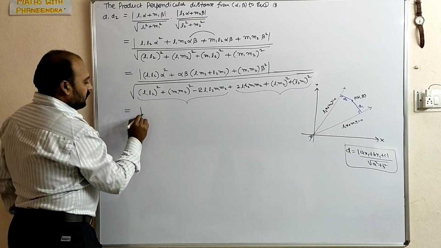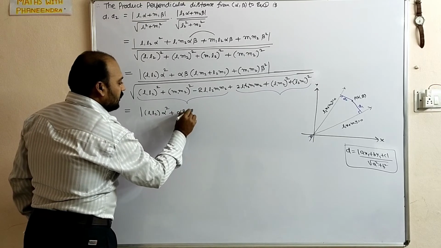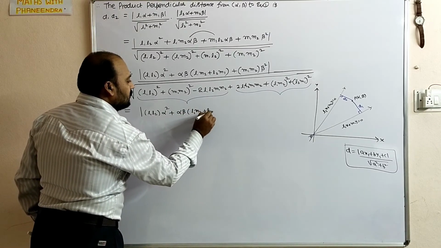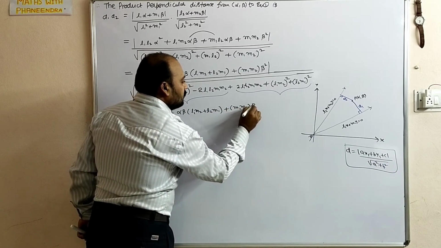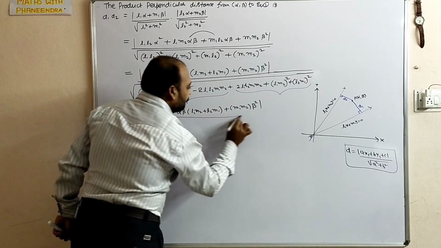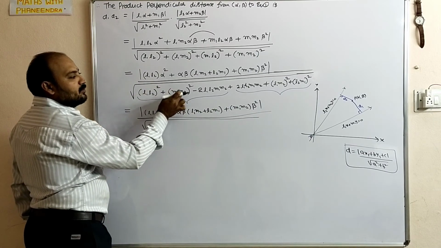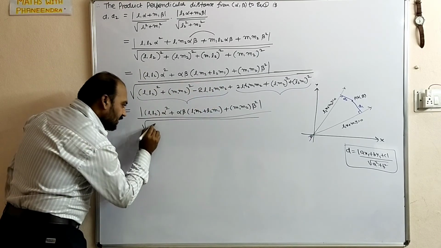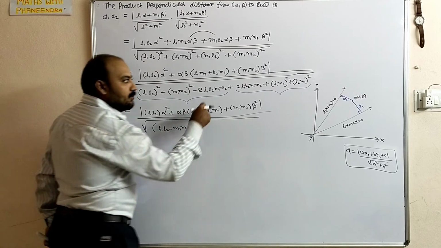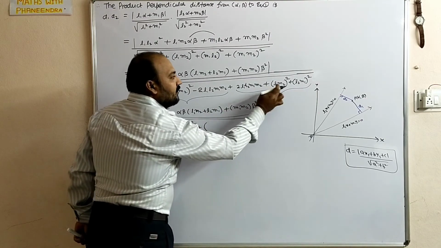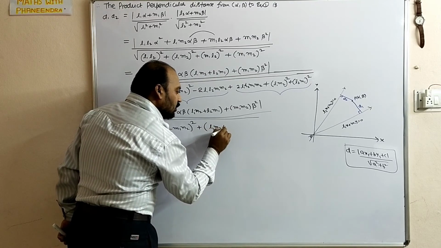So mod L1 L2 alpha square plus alpha beta into L1 M2 plus L2 M1 plus M1 M2 beta square, whole divided by square root of L1 L2 whole square plus M1 M2 whole square minus 2 L1 L2 M1 M2, is the expansion of L1 L2 minus M1 M2 whole square. Come to the next three terms. L1 M2 whole square plus L2 M1 whole square plus 2 L1 L2 M1 M2. So L1 M2 plus L2 M1 whole square.